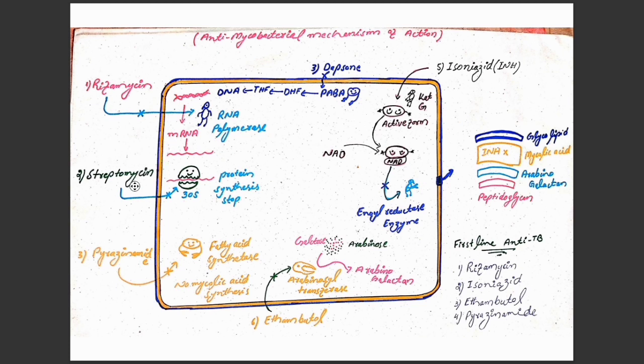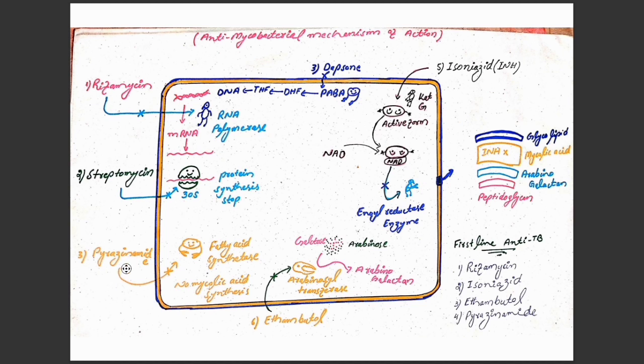The second one is streptomycin. Actually, streptomycin blocks the small subunit of ribosome, which is called the 30S subunit, and by blocking the 30S subunit, streptomycin prevents protein synthesis. Thus, protein synthesis will be stopped and bacteria will die.